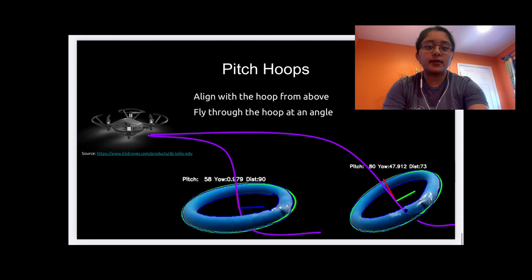While we didn't have time to do this, the next improvement for us would be to program the drone to fly through hoops at any pitch. We already have accurate pitch information, but we would need to write an algorithm that keeps the hoop in frame while flying high enough to be able to go through the hoop at an angle. This would allow us to go up and down stairs and take on more complex obstacle courses.